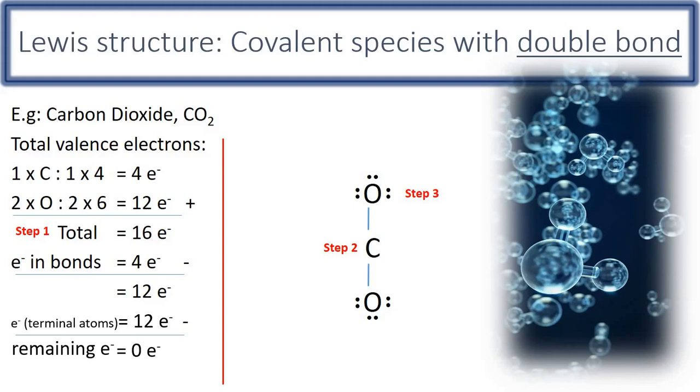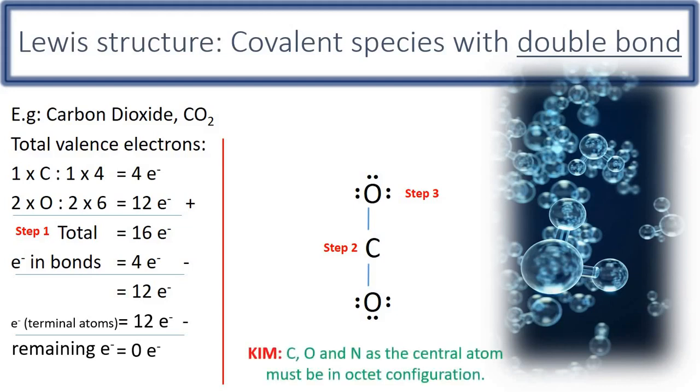But we are not finished yet. Please keep in mind carbon, oxygen and nitrogen as the central atom must be in octet configuration. As we can see here, the carbon atom has only 4 electrons surrounding it. Therefore, we have to convert the electron pairs from the terminal atom into covalent bond until the central atom achieves octet configuration. There we have it, the Lewis structure of carbon dioxide.